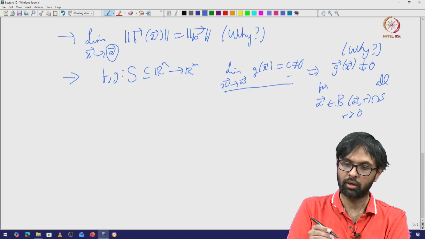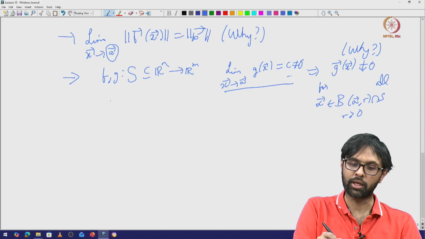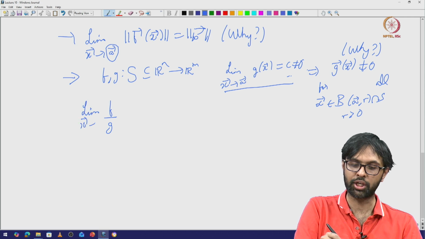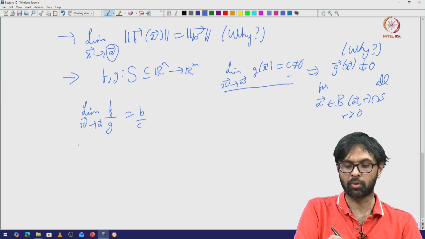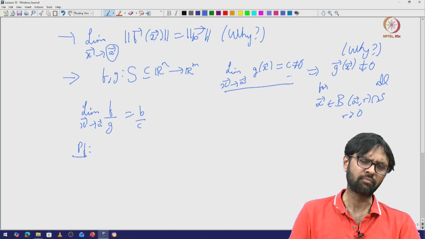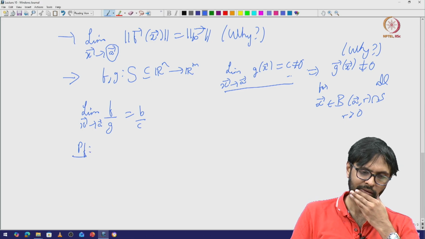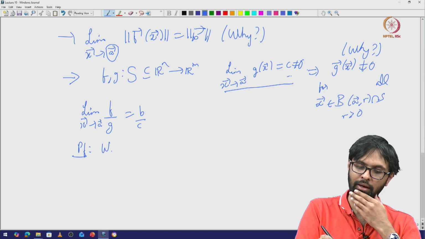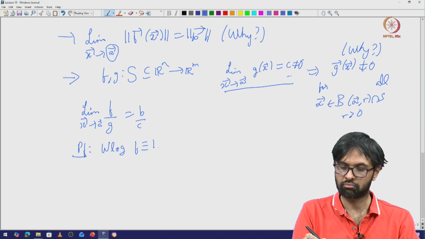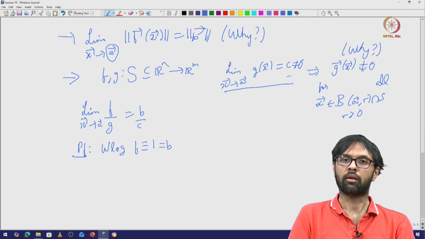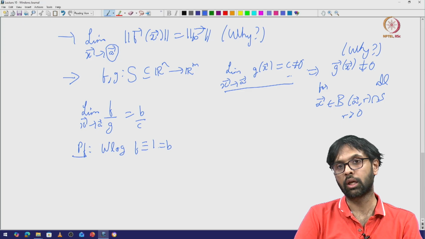Now that that is the case, we can make sense of f divided by g, and this question makes sense in the first place. Otherwise, this doesn't even make sense. So how does one prove this? Without loss of generality, f is actually just 1. Why is this so? The same as b.